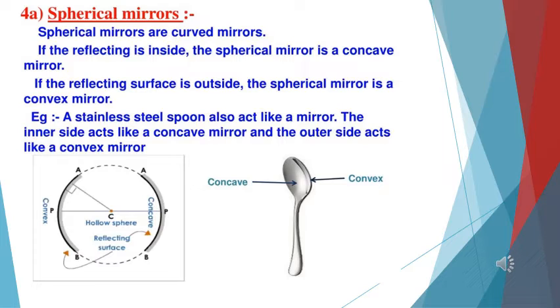We can understand this using a steel spoon, right? So we can see our image in the steel spoon. The inner side in this case acts as a concave mirror and the outer side will act as a convex mirror because the reflecting surface is outside in convex mirror.